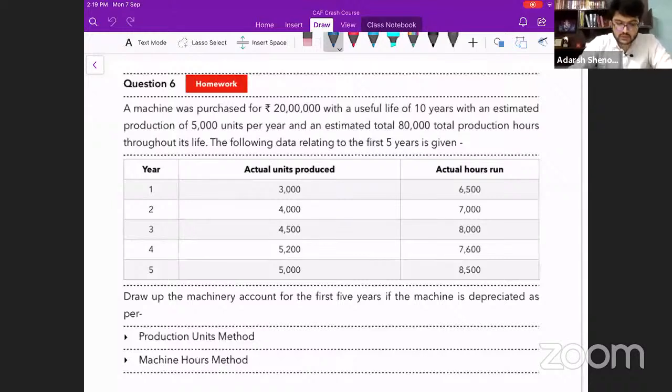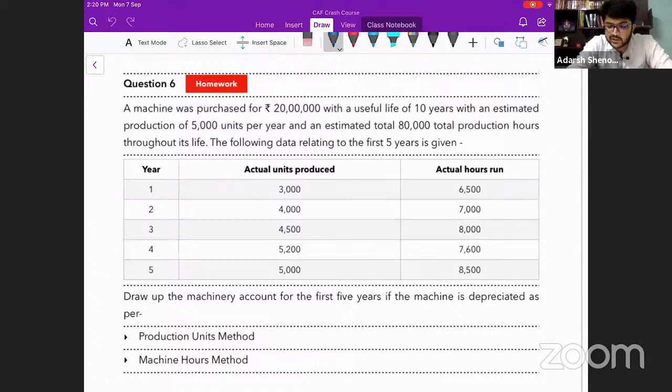A machine was purchased for 20 lakh with a useful life of 10 years with an estimated production of 5,000 units per year. Can you tell me how many units throughout its life? 5,000 units per year, they have said. How many units throughout the life of the machine? 50,000 units. Very good. That is nothing but 5,000 units per year into 10 years. We're going to use it for 10 years, so 5,000 into 10 is 50,000 units throughout the life of that asset. Wonderful.